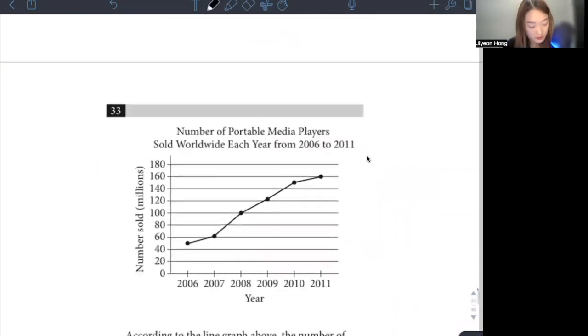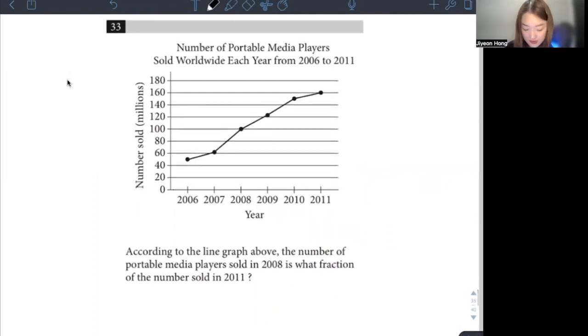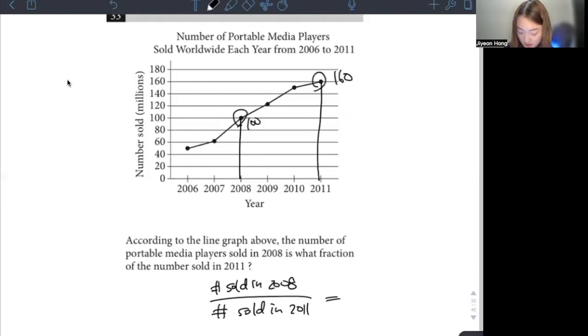Moving on to 33. According to the line graph above, the number of portable media players sold in 2008 is what fraction of the number sold in 2011? So number sold in 2008 divided by number sold in 2011. And we simply get 2008, 2011, so we have 100 and 160. So we have 100 over 160. A reminder that you only get 4 slots, and also for fractions, it has to be the most simplified version, which is 5 over 8 in this case, which is our answer.